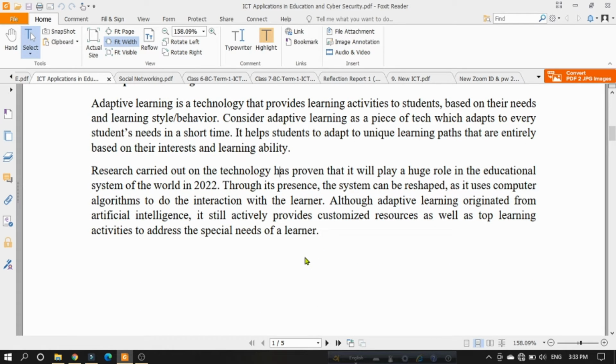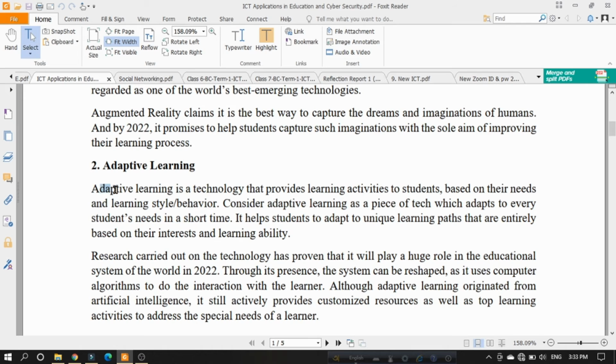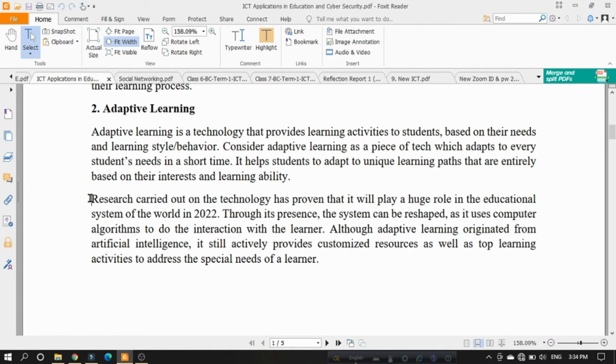Research carried out on the technology has proven that adaptive learning will play a huge role in the educational system of the world in 2022. Through its presence, the system has been reshaped as it uses computer algorithms to interact with the learner. These are the points. So for adaptive learning, the definition is that, and you can write these lines. These are the basic things.